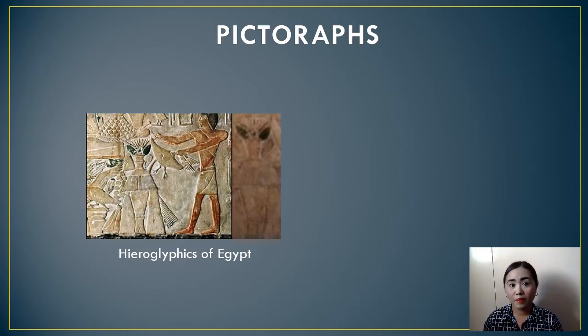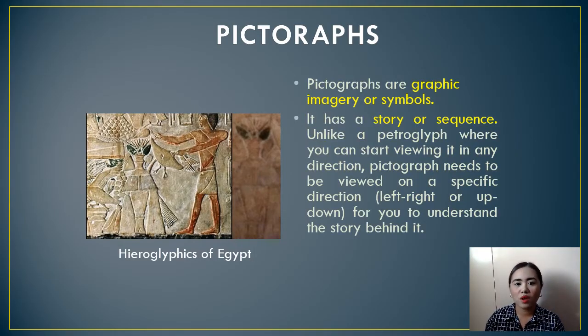The second type of prehistoric art are pictographs. Pictographs are graphic imagery or symbols. It has a story or a sequence. Unlike a petroglyph, where you can start viewing it in any direction, pictographs need to be viewed in a specific direction for you to understand the story behind it. Our example of a pictograph, as you can see on your left side, is the hieroglyphics in Egypt.